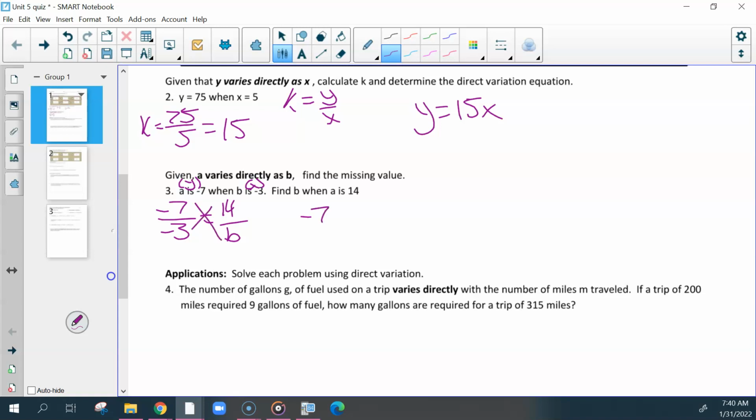So I think this was -7B and -42. Divide both sides by -7, and you get 6. So if you did it this way, this was 3 points. If you did it the other way, it was 4 points. Anyone need to see it done the other way? Okay.